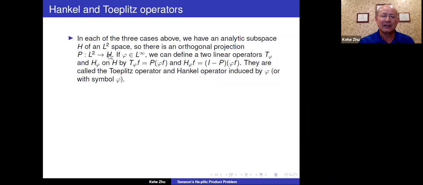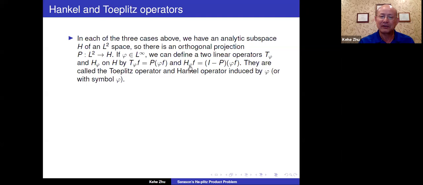It's simply multiplication followed by the projection. So f is from the analytic subspace and you multiply it by, say, a bounded function, what you get is still an L2 function, you project back to the analytic subspace and therefore the Toeplitz operator will be mapping H back to itself. And you can also define what is called a Hankel operator.